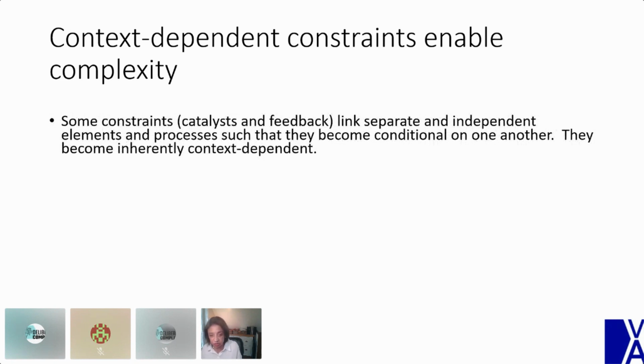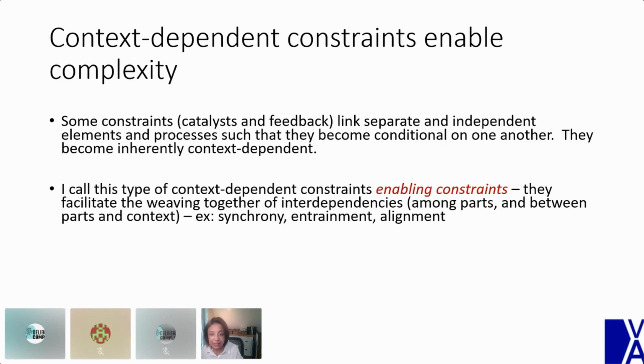That's obvious in chemistry, right? Or in feedback, the circularity of iteration or recursion or feedback loops links the output back to the beginning of the next stage of the process. And what happens is that they all become dependent on context. A coherent interdependence is generated thanks to enabling constraints.